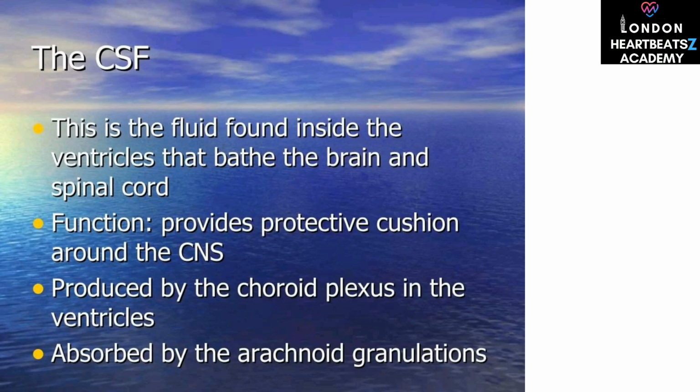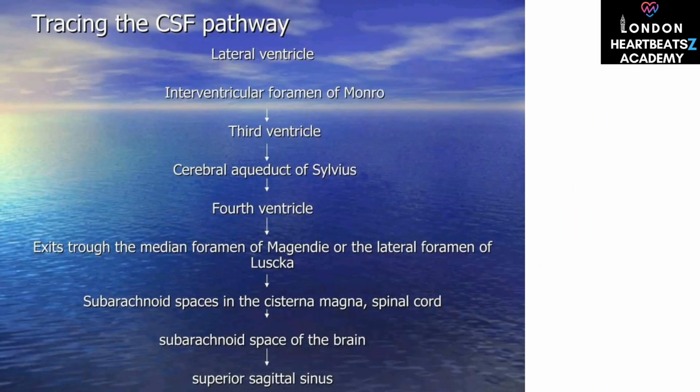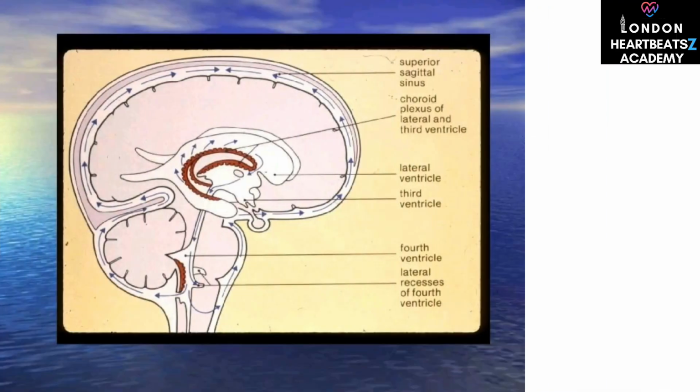They include the lateral ventricles, the third ventricle, and the fourth ventricle. This diagram shows the major ventricles, the two lateral ventricles, the third ventricle, and the fourth ventricle, along with the interventricular foramen and the cerebral aqueduct connecting them.